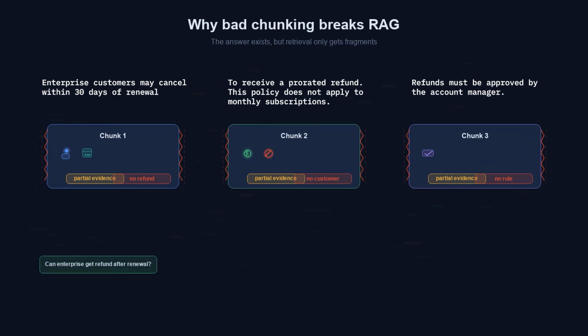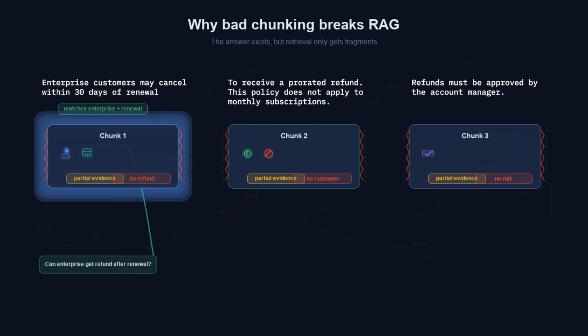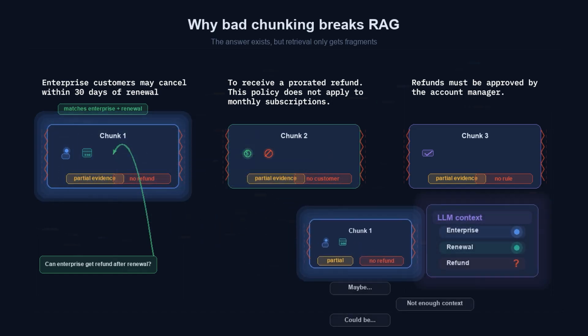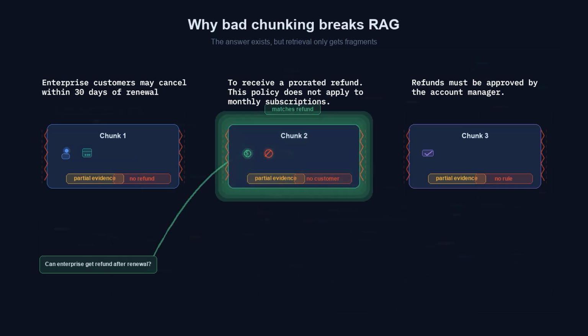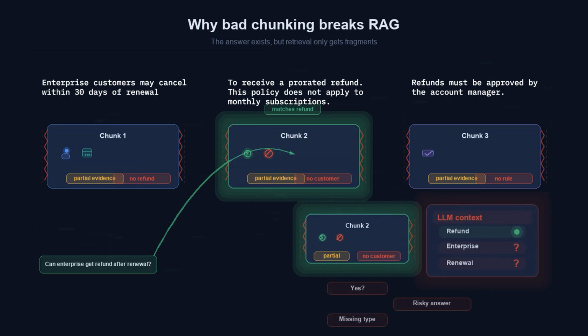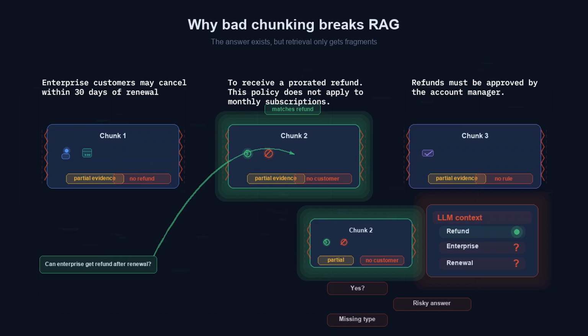Now, if a user asks, can an enterprise customer get a refund after renewal? The retrieval system may retrieve chunk 1 because it matches enterprise customer and renewal, but chunk 1 does not include prorated refund. Or it may retrieve chunk 2 because it contains refund, but chunk 2 does not clearly identify the customer type. The model now receives incomplete evidence. So it may hedge or hallucinate or answer with too much confidence.